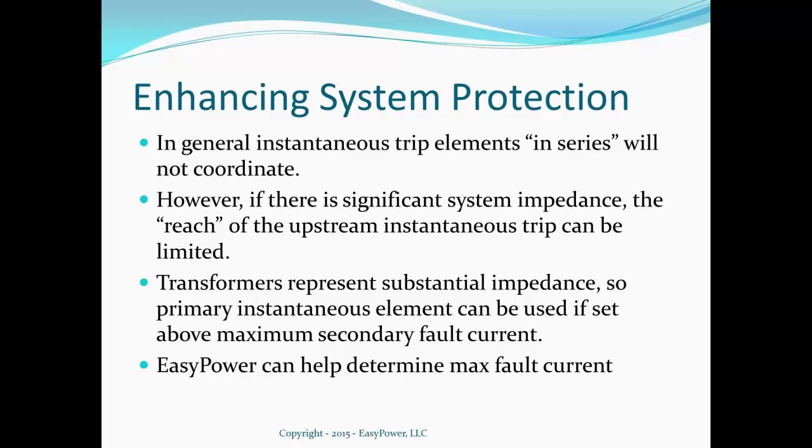But if we do have a lot of impedance between those two overcurrent devices, instantaneous trips, I can use that fact to coordinate the instantaneous because I have less fault current downstream of that impedance. So utility engineers will talk about the reach of an overcurrent relay as far as how far down the transmission line or the distribution line that overcurrent relay will see a fault. So we can utilize the same concept when we look at transformer protection.